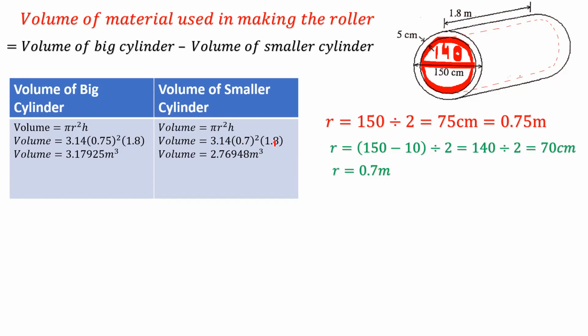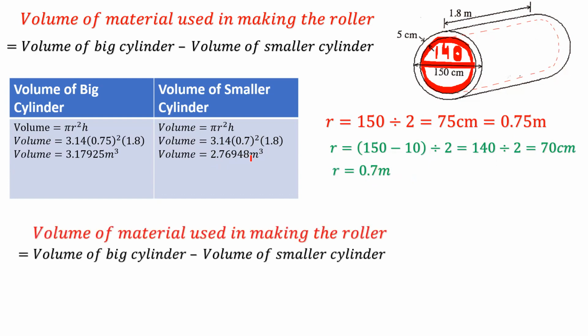We square that, multiply that by 1.5. And so here the volume is going to be 2.76948 meters cubed. Now, in order to find the volume of the material used in making the roller, we subtract the volume of the big cylinder minus the volume of the smaller cylinder, and we get 0.409770 meters cubed. And that's going to be our answer. Okay, let's move on to the next question.